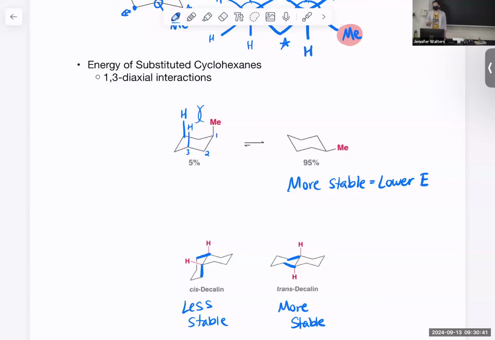So we can also see that some fused rings are going to be harder to make, some are going to be easier to make, all because of that connectivity. Large groups want to be equatorial. That is more favorable, that is more stable.